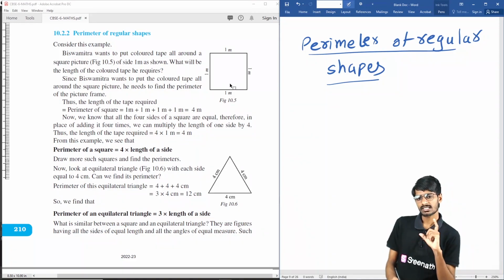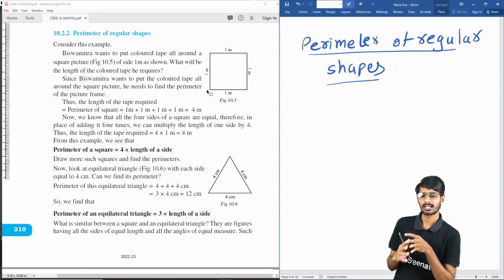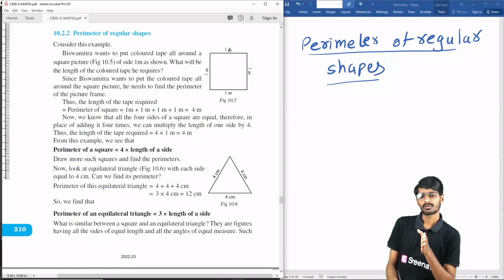You know, in the square all sides are having the equal length. Okay students, will you agree? Yes, in a square all sides are having the equal length. So if you want the perimeter of a square, we have to add all sides. So 1 meter plus 1 meter plus 1 meter plus 1 meter. If you add all these, you will get 4 meters. So we can simply write it also as 4 into 1 meters.